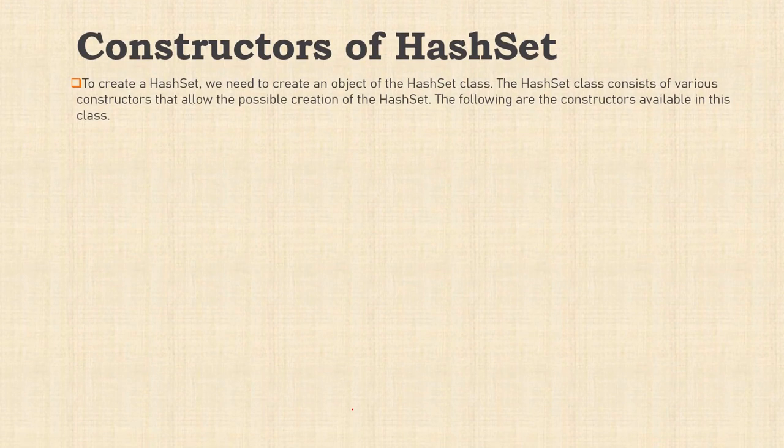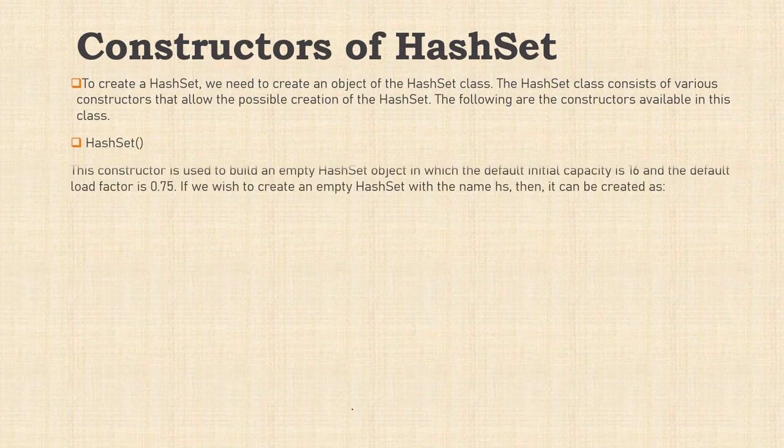Next topic is the constructors of a HashSet. To create a HashSet, we need to create an object of the HashSet class. The HashSet class has various constructors that allow the creation of a HashSet. The following are the constructors available in this class. First, a constructor with no parameter. It is the same as HashMap: it creates 16 buckets and the load factor will be 0.75.